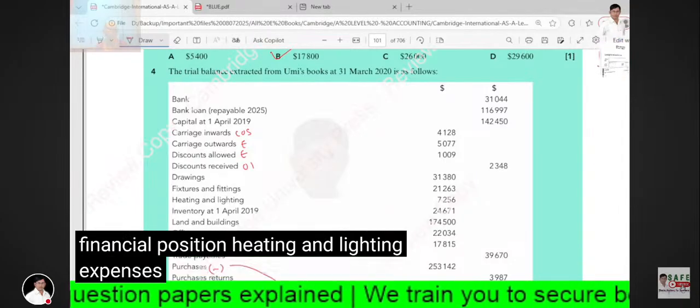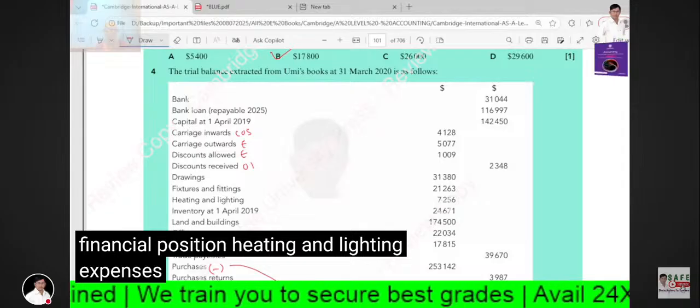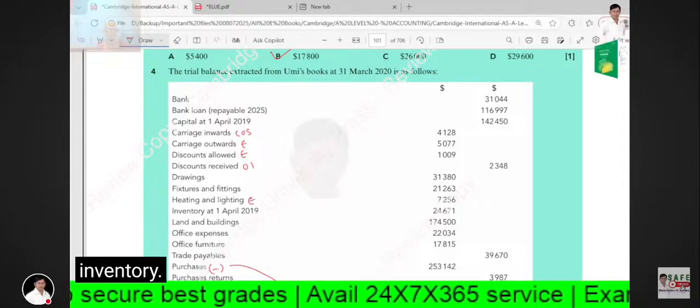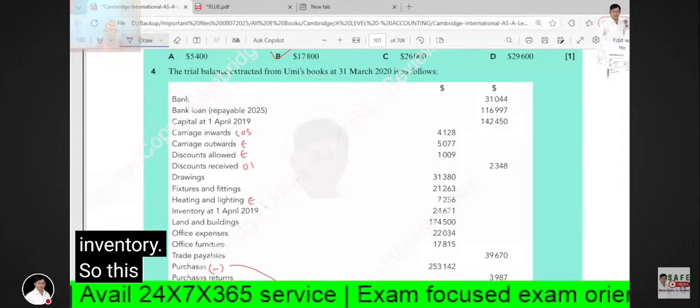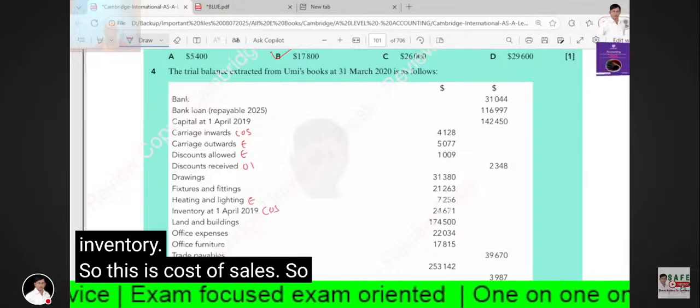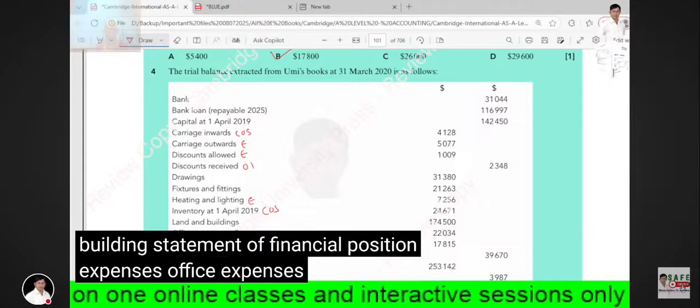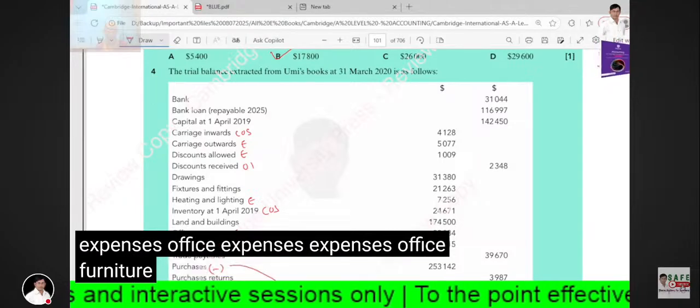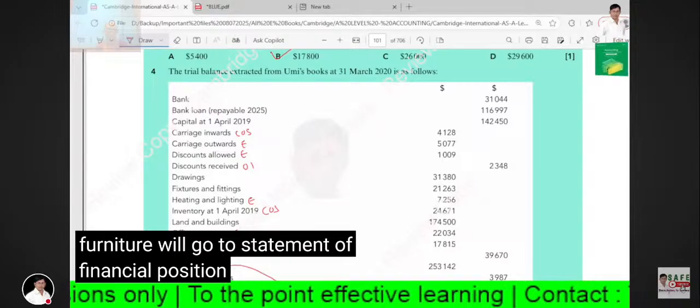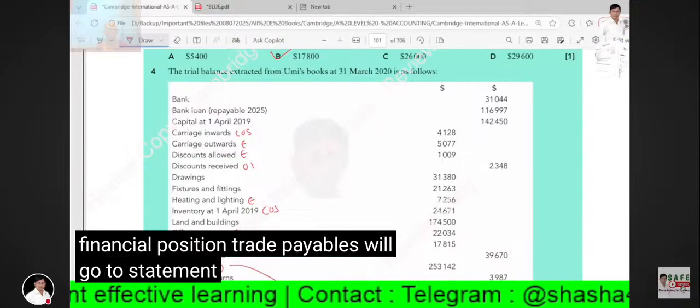Janai Trader had a capital account balance of 89,350 on 1st April 2019. During the year, Jana made drawings of 22,750. Prepare the capital account, if a profit for the year of 26,390 had been made.